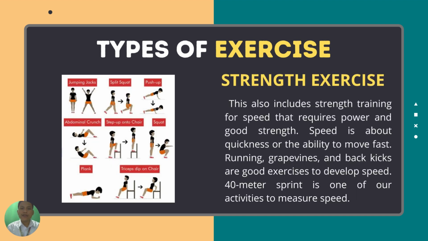Number two, strength exercise. This includes the strength training for speed that requires power and good strength. So speed is about the quickness or the ability to move fast. And the examples of these activities are running, grapevines, and back kicks to develop speed. It's been said that the 40-meter sprint is one of our activities to measure speed.